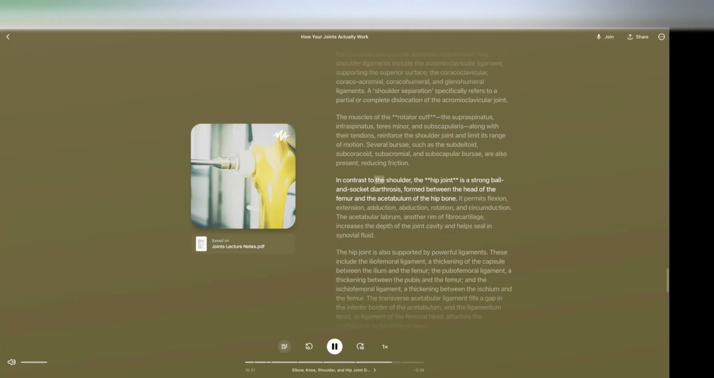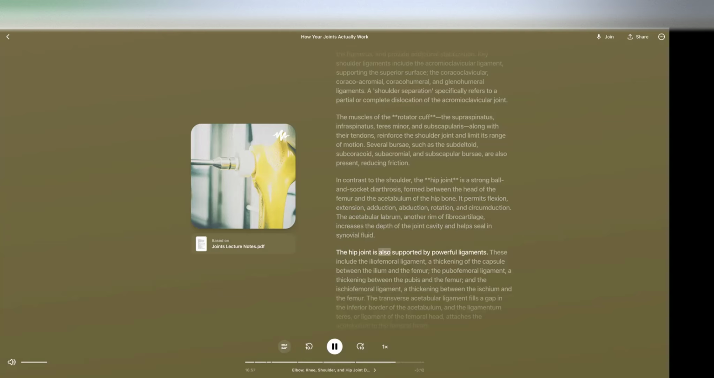In contrast to the shoulder, the hip joint is a strong ball and socket diarthrosis, formed between the head of the femur and the acetabulum of the hip bone. It permits flexion, extension, adduction, abduction, rotation, and circumduction. The acetabular labrum, another rim of fibrocartilage, increases the depth of the joint cavity and helps seal in synovial fluid.